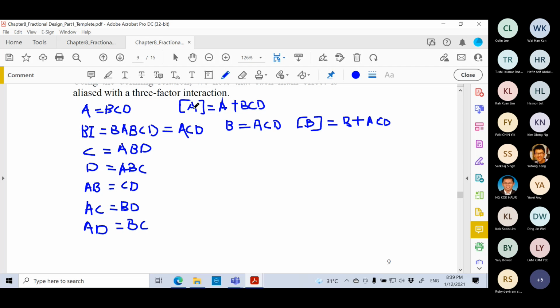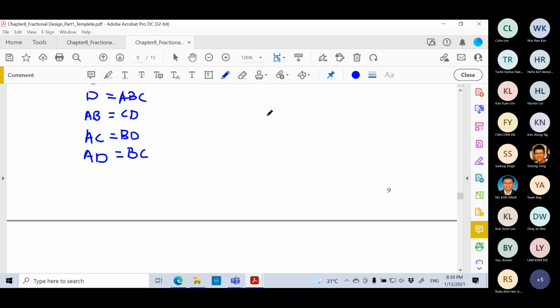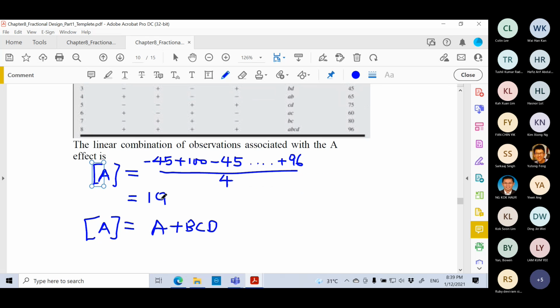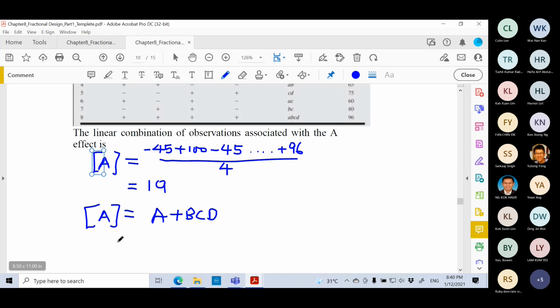Therefore, when you calculate the effect of A, it actually comes from A plus BCD. Okay, they are a mixture of both of them. So this effect, 19, comes from both of them totaled. So you do not know whether it is from A or from BCD. Okay, so of course you can calculate the rest of them.